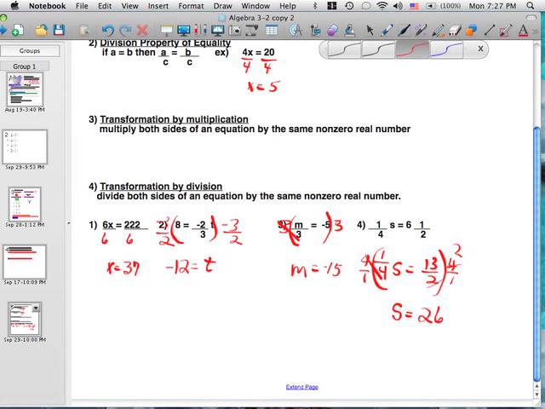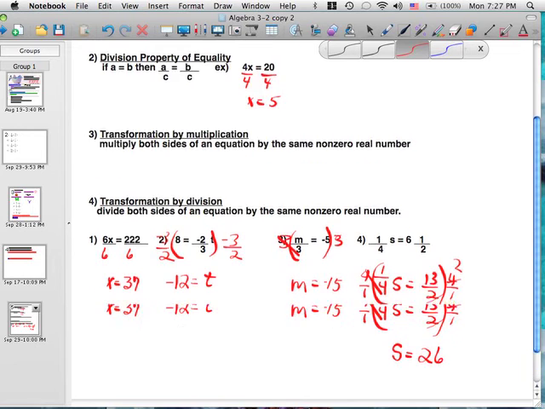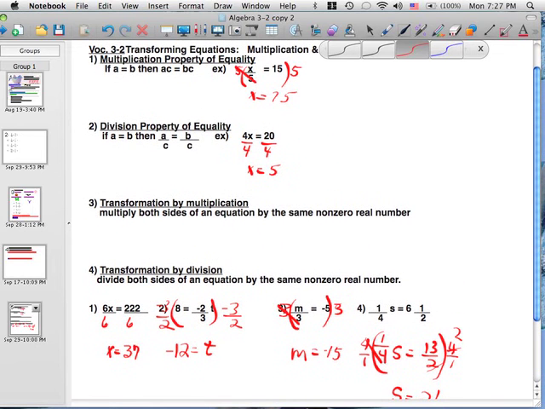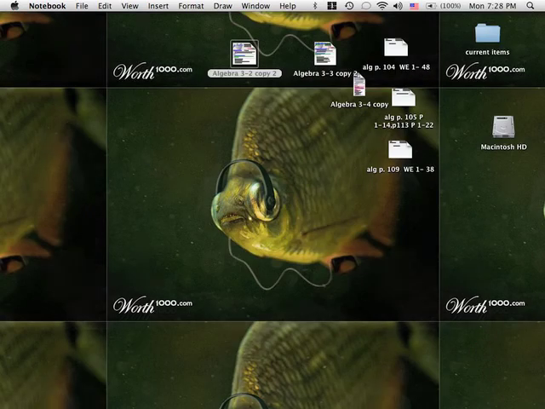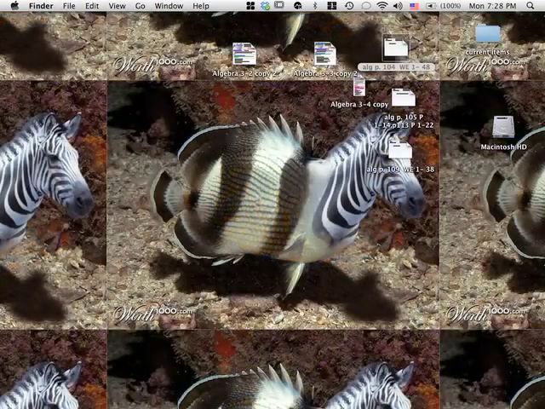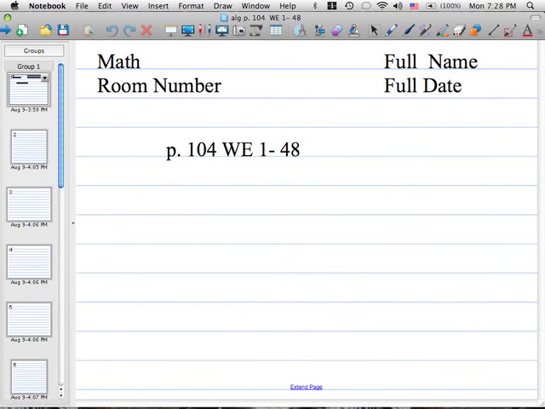And that's your vocabulary, or the concepts we're going to be using in the assignment. So you need your paper right now. We're on page 104, written 1 to 48. Head your paper and skip a line, and the title's page 104, written 1 to 48.